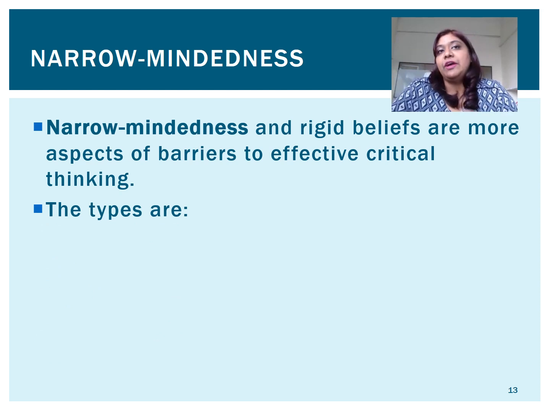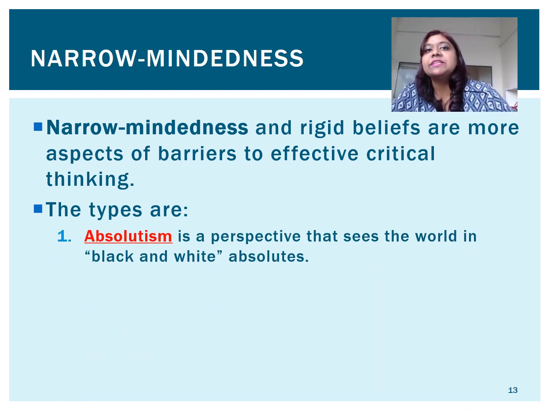Narrow-mindedness comes in 5 different ways. The first one is absolutism. Now, absolutism is the perspective where you look at things as black or white, as right or wrong. If things are not done in this manner, it must be done in this manner. If it's not done in this manner, it's wrong.